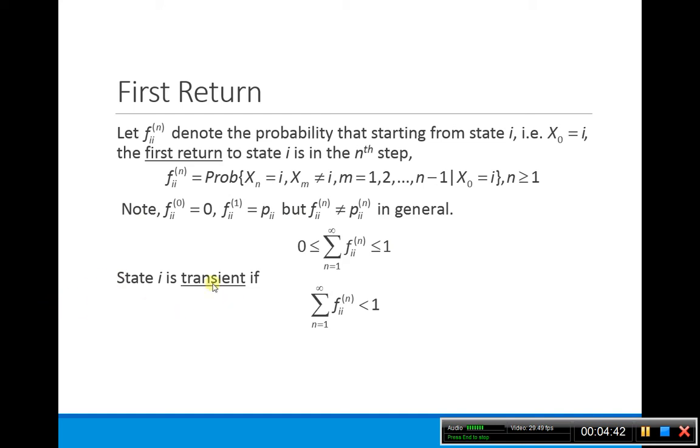If the state is transient, then I can get to other states from that state, so there's a possibility that I actually don't come back to my state I. So the sum is strictly less than 1 in that case. If it's recurrent, then I'm always going to come back; there is always a possibility of getting back to my state. So if I take the sum over all time steps n, then the sum of Fii of n has to equal 1.